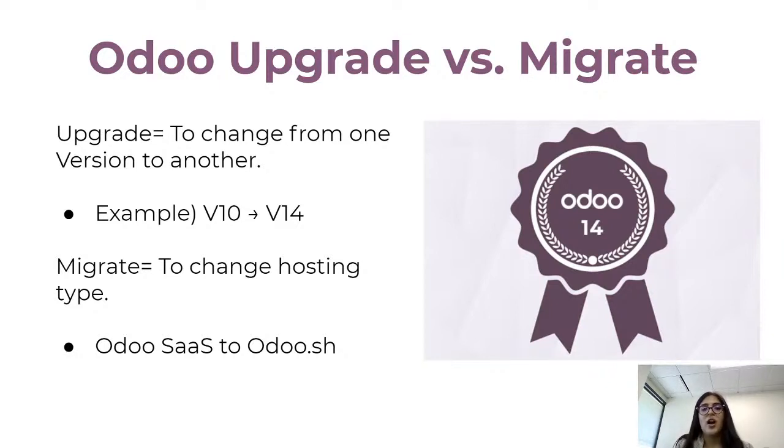So just to talk a little bit about the difference between an Odoo upgrade versus an Odoo migration. And this is the main question that we receive from our customers. What is the difference between both? Can you do one and the other? So upgrading is to change from one version to the other. Let's just say that you have been a customer with Odoo for many, many years, and when you started, Odoo was on version 10.